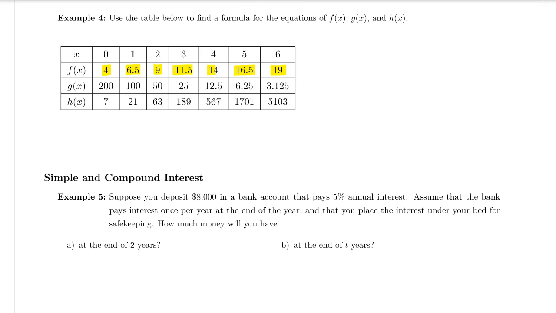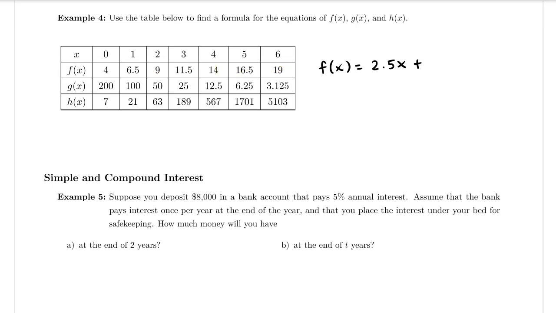So the pattern in the first row for f of x is that the output values are increasing at a constant rate. They are increasing by 2.5. So that should be a clue that f of x is not going to be an exponential function, but in fact a linear function. So f of x is equal to, I know that the slope is 2.5, and then we have x, and then we have plus whatever our b value is.